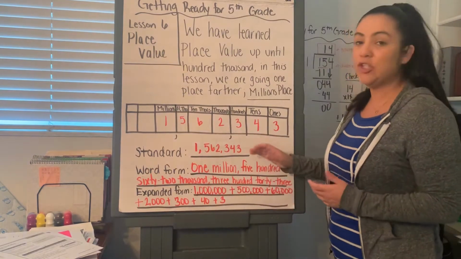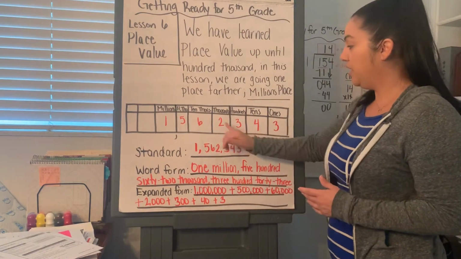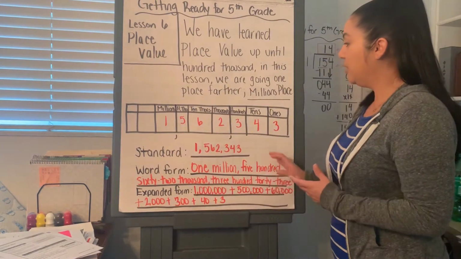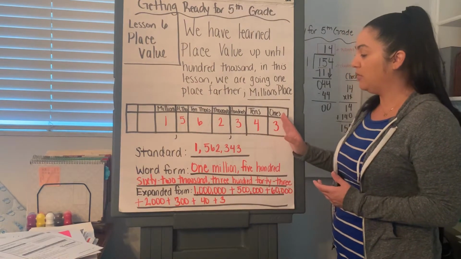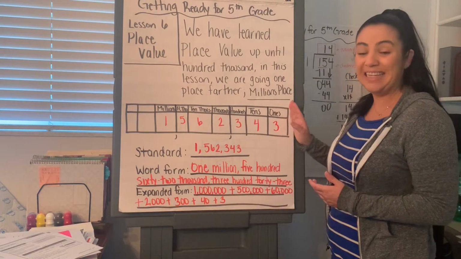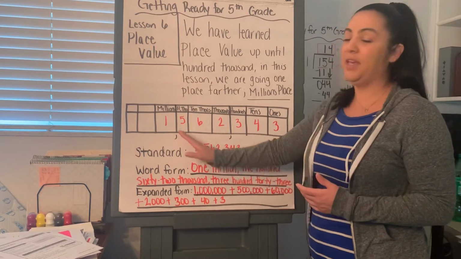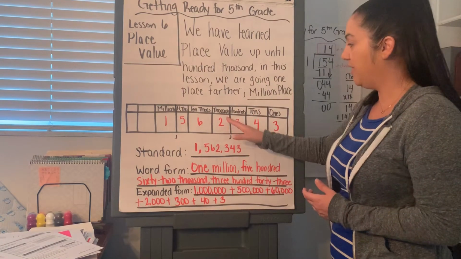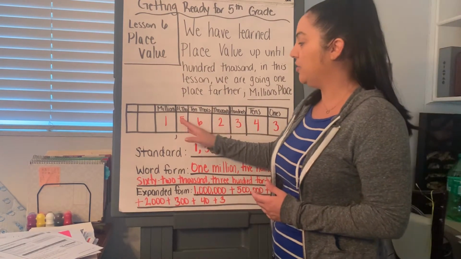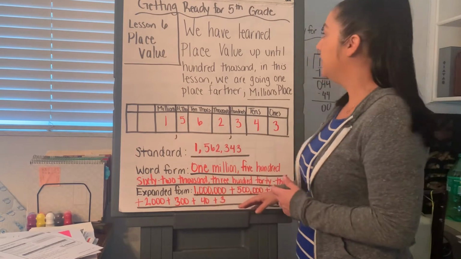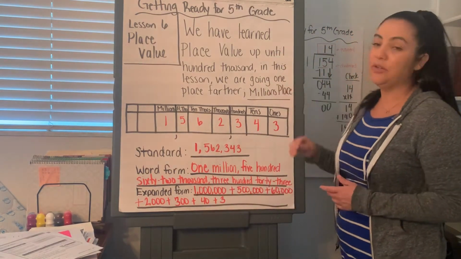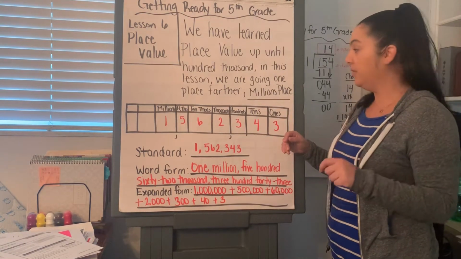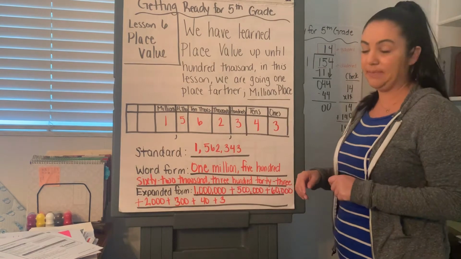So remember that each period, after 3 numbers, you have your commas. Okay, and when you're looking at it, you remember that you start from the least place value, and you go all the way to the largest. So you go from ones to tens, hundreds, comma, thousands, 10,000s, 100,000s, comma, into the millions. We have learned place value until the 100,000. In this lesson, we are going one place farther, the millions place.